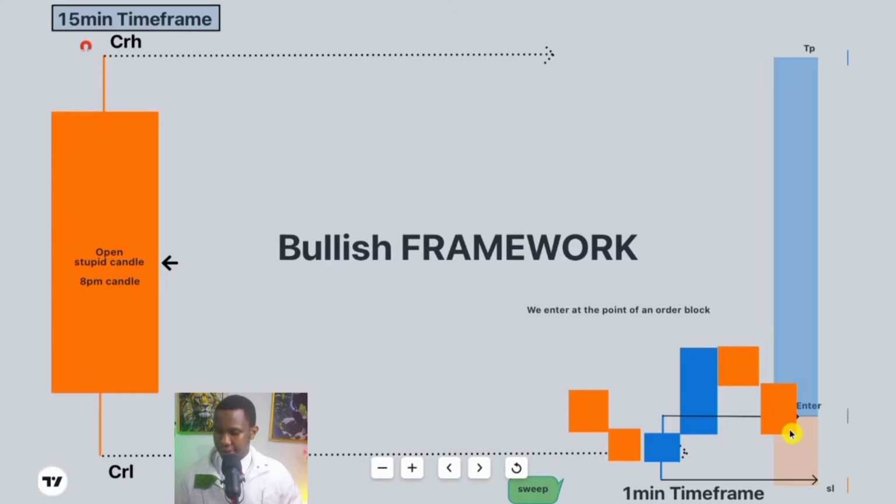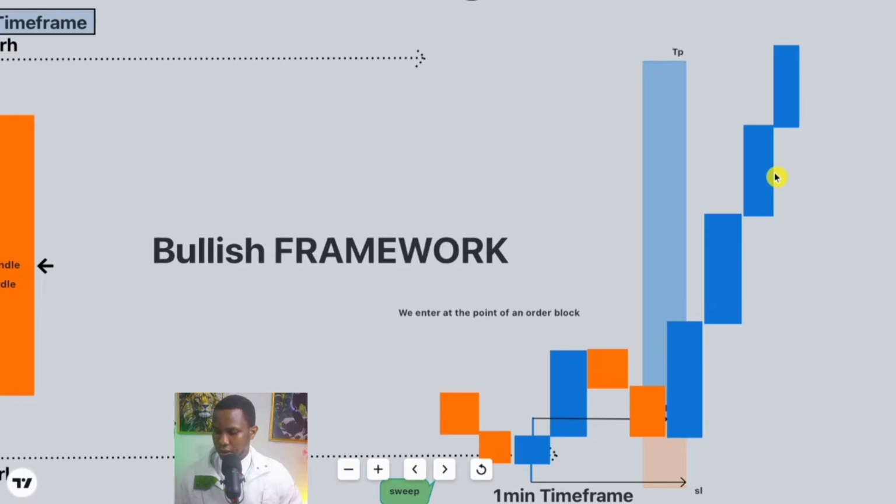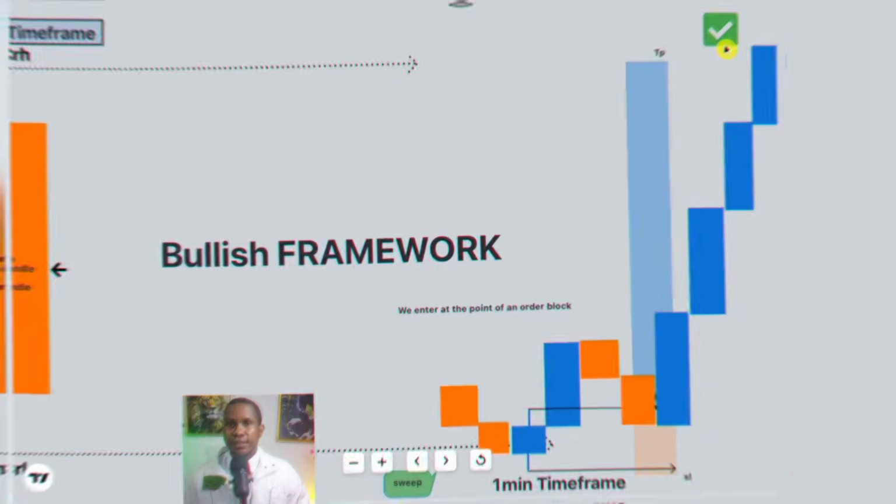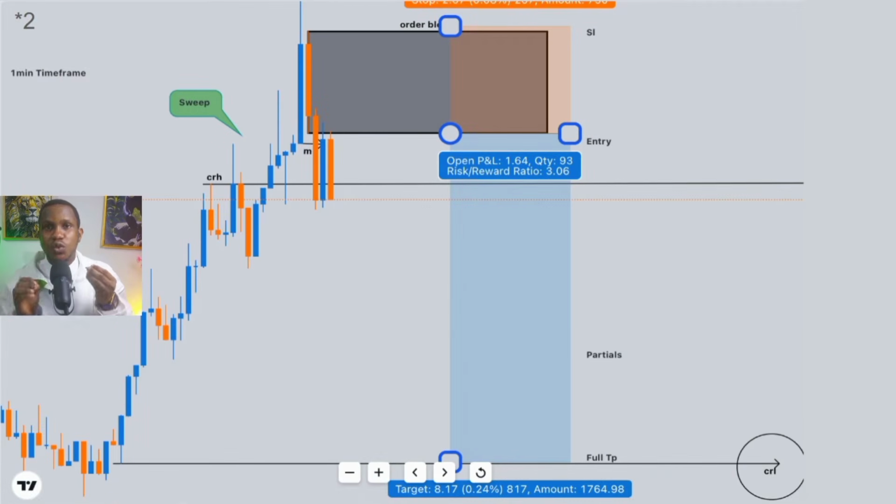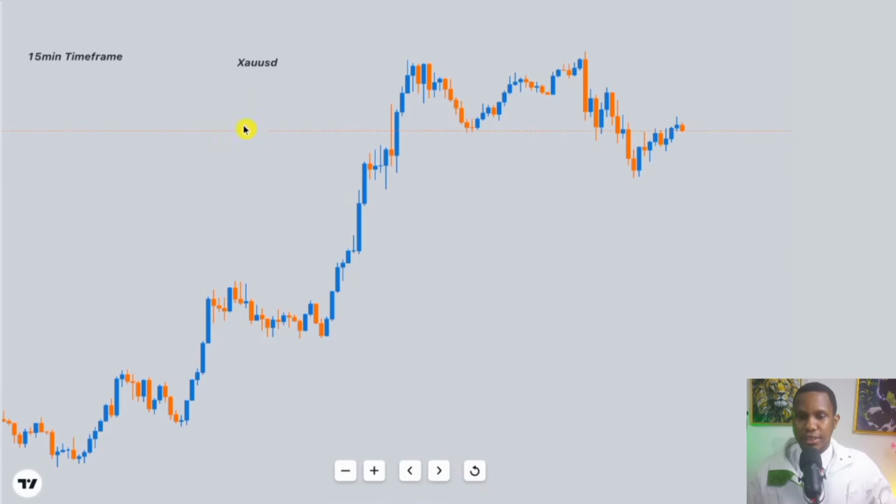We are in the setup, guys. We ran to full take profit, guys. So this is one of the 20 trades I took recently with this. This is actually a 3 RR trade. So this one is good, just simple 15 minutes time frame.